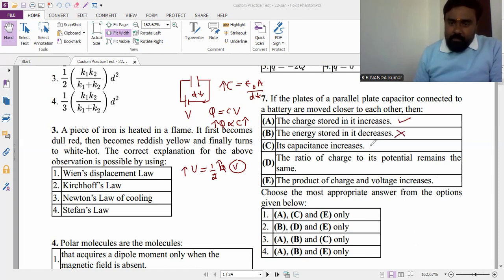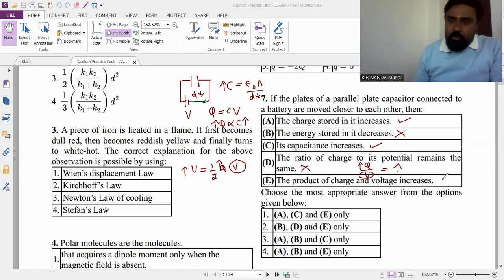Its capacity increases, right? Because separation decreases, capacity increases, correct. The ratio of charge divided by potential: potential is constant, charge increases. Increase means the ratio also increases. But they have given that it remains the same, not correct.